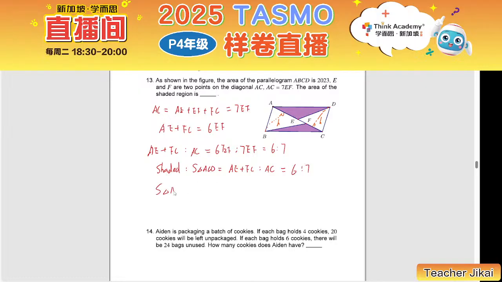And we know the area of the ACD is a half of the ABCD, right? It is a half area model. So it is a half of the 2023. So we can know the shaded area here is 2023 over 2 times 6 over 7. So it will give you 3, this one divided by this one, 2023 divided by 7 is 289. So this 289 times 3 will give you 867. So 867 is the final answer.